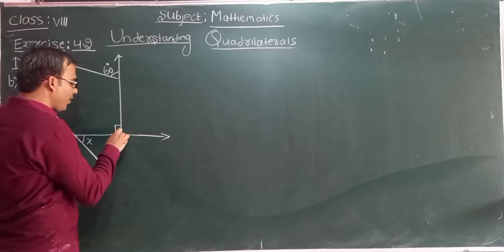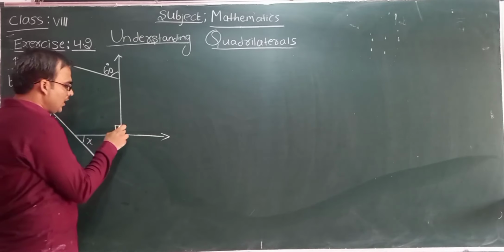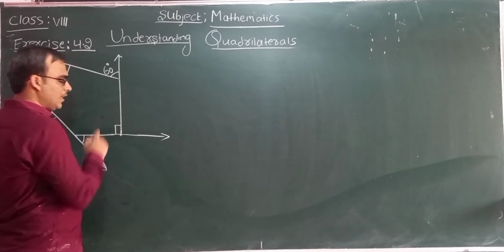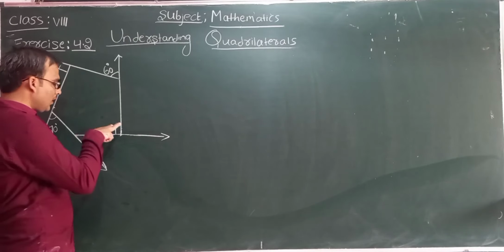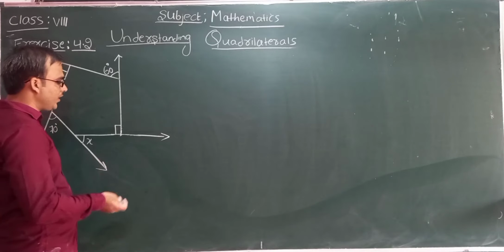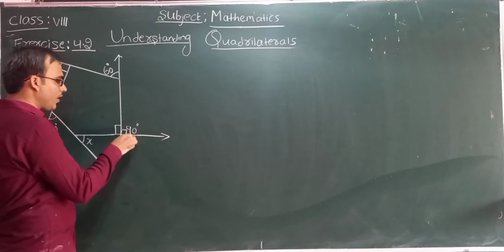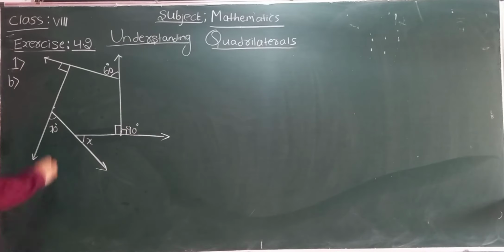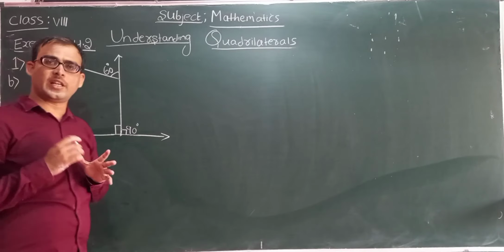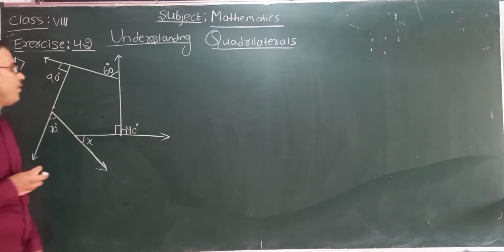So if this is 90 degree, this angle must be equal to 90 degree only. Why? Because the sum of these two angles is what? 180 degree. So the angle at this point is also 90 degree. And obviously this is 90 degree. So here we know the exterior angles now. This one, this one, this one and this one. We know 4 exterior angles, and we have to find the 5th one. So using the exterior angle property we can find the value of x.